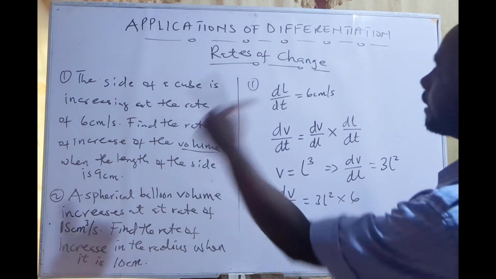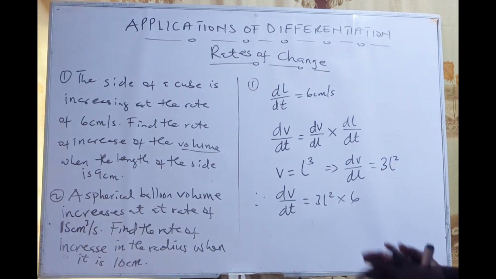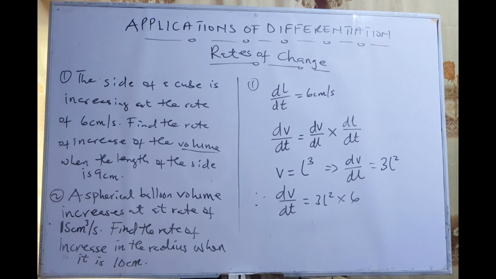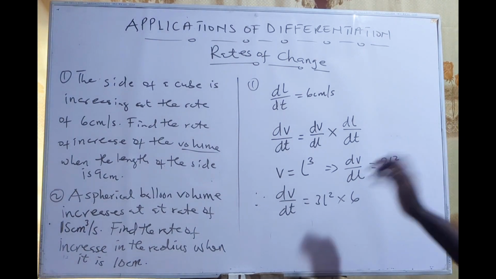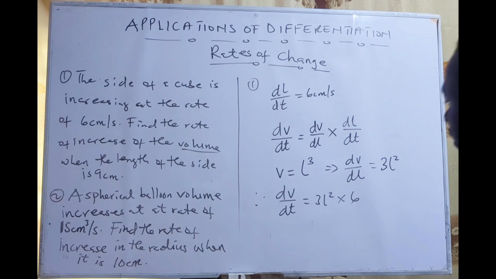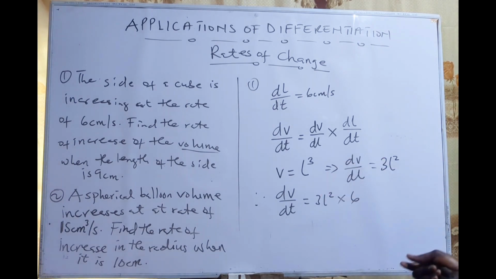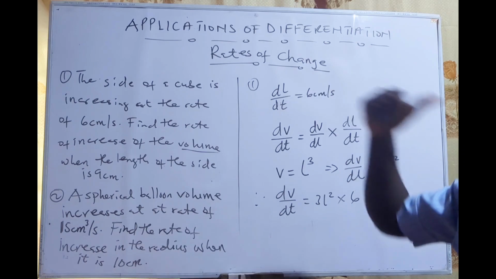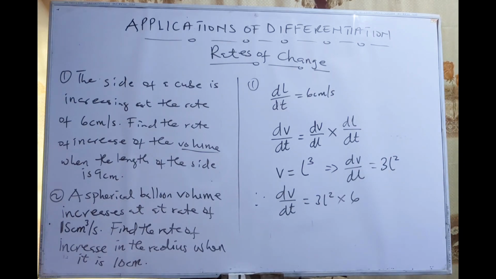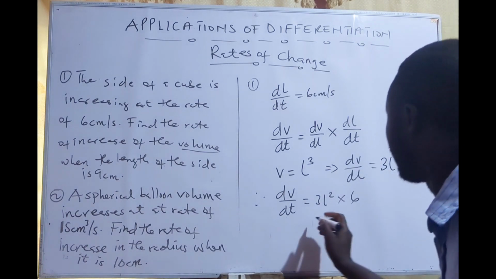Alright, so for the rate of change of the volume with respect to time, you find the rate of change of the volume with respect to its length, because the length is what changes, multiplied by the rate of change of the length with respect to time. So what are we going to have here?